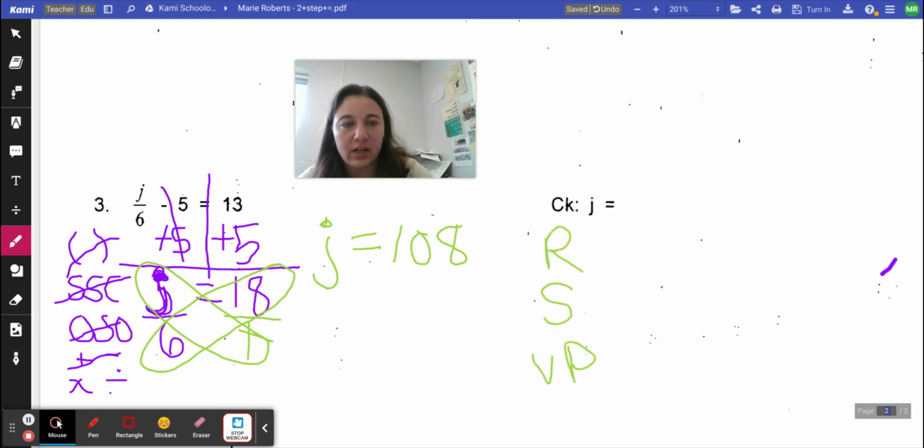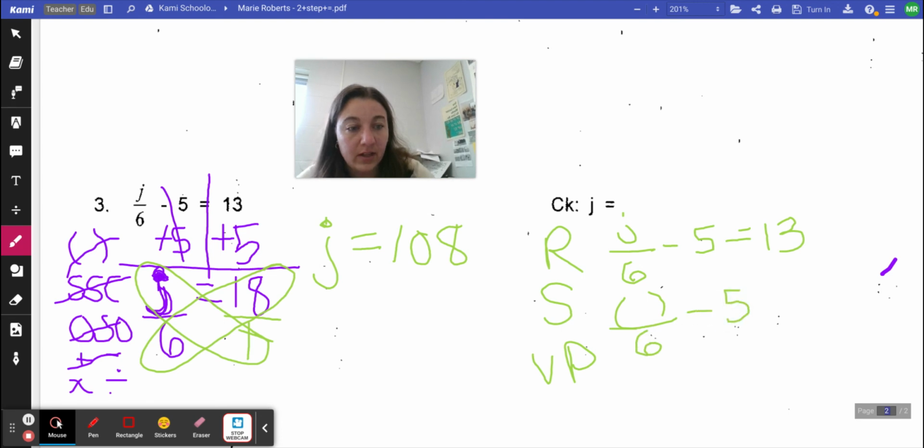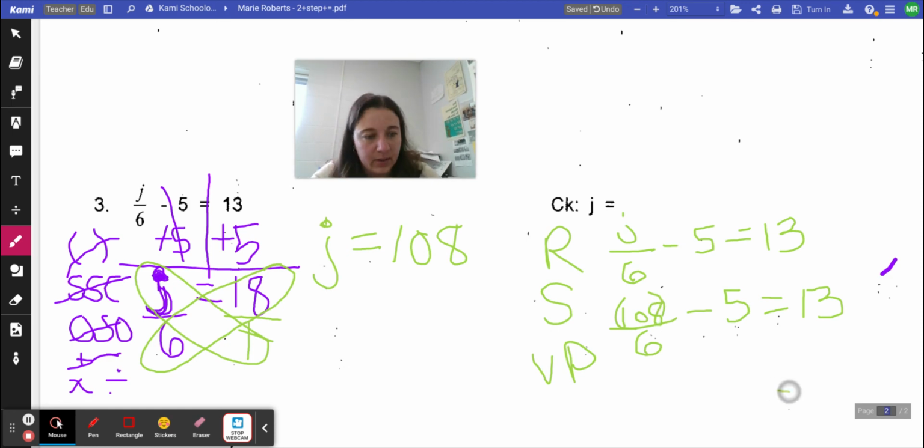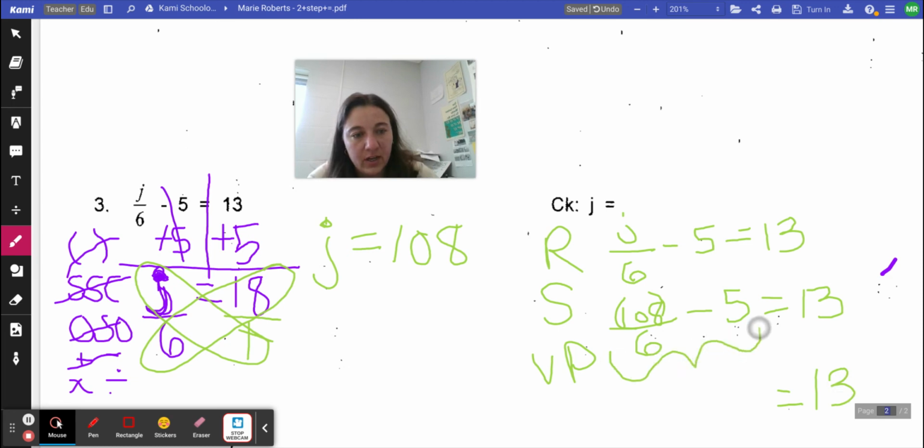RSVP to the party. R is for rewrite. Ooh, that was a cute looking j. Minus 5 equals 13. Take the j away. Can't help myself. And copy the question again. Plug in the answer, which is 108. And then I'm going to copy the equal sign and the 13 from over here. And everything over here will be PEMDAS, but it'll be done in the calculator.